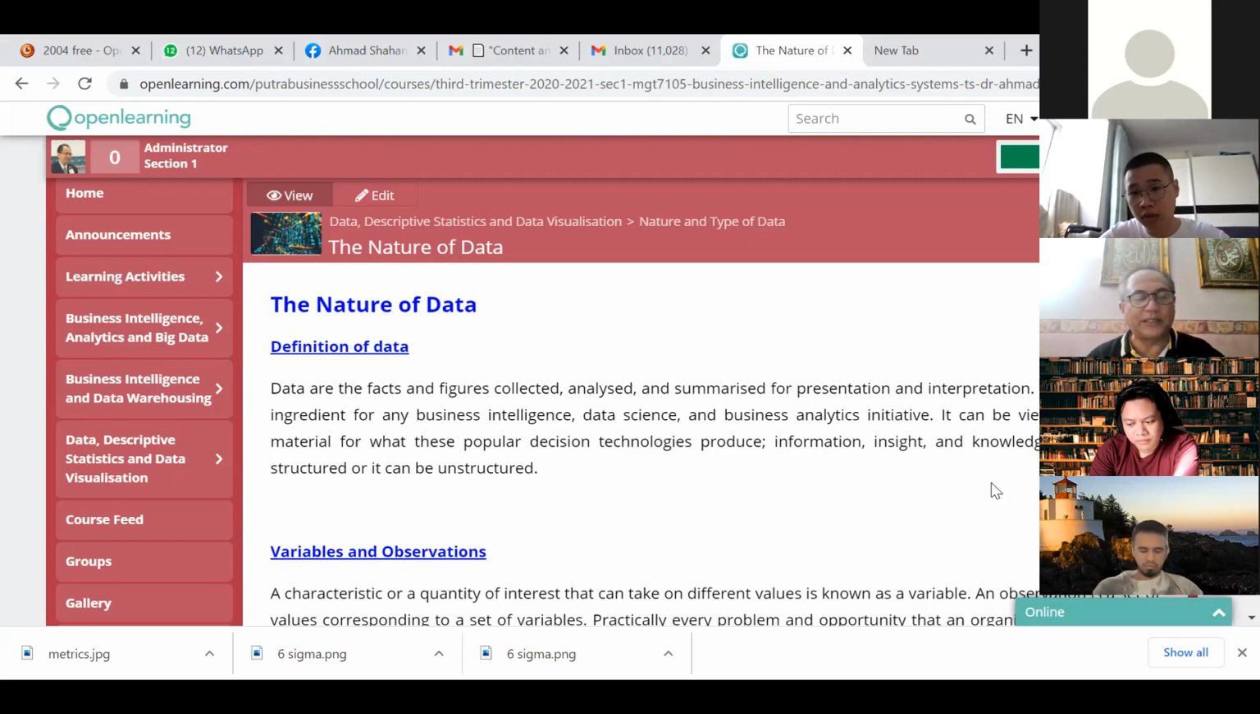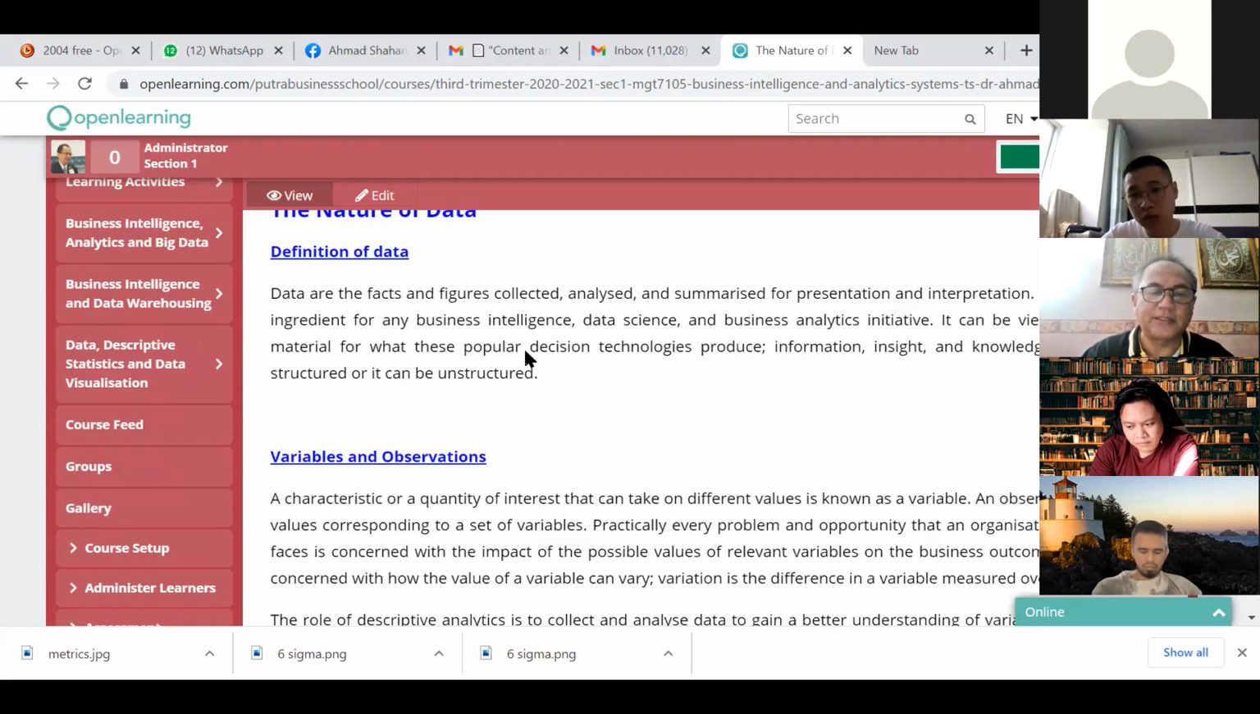But there is, we will cover that in other topics. We have a topic on text analysis, on web mining, to handle the unstructured data.